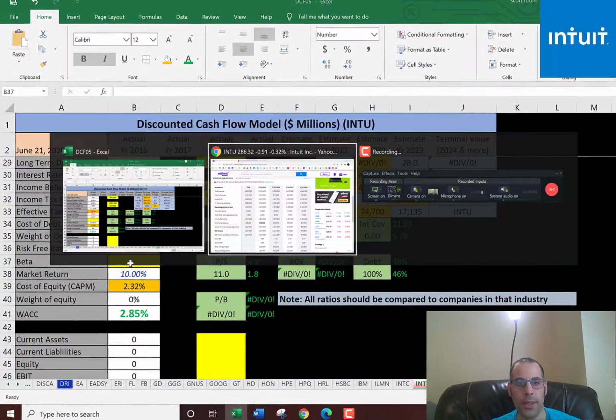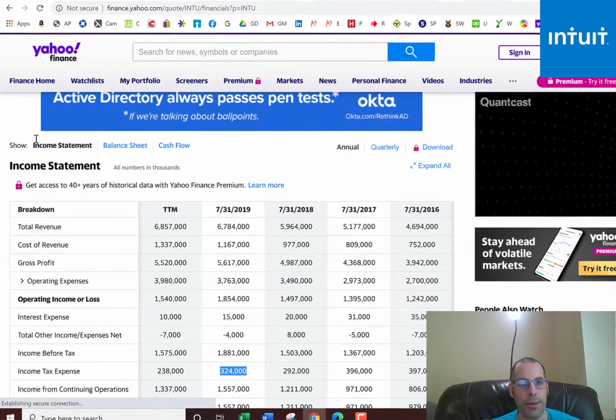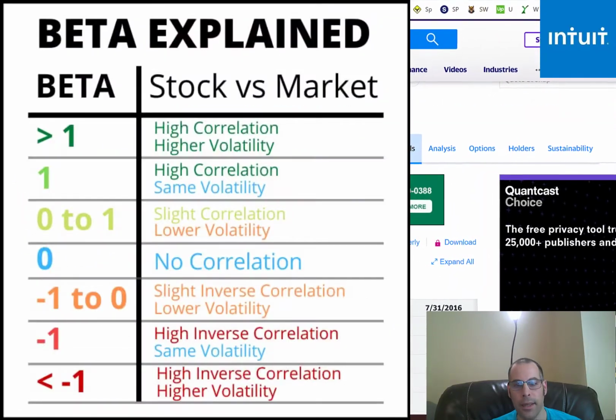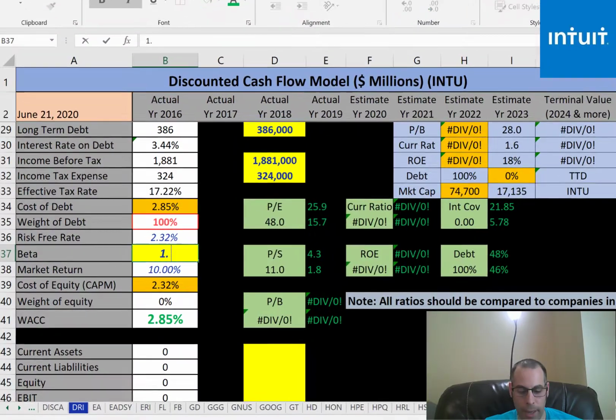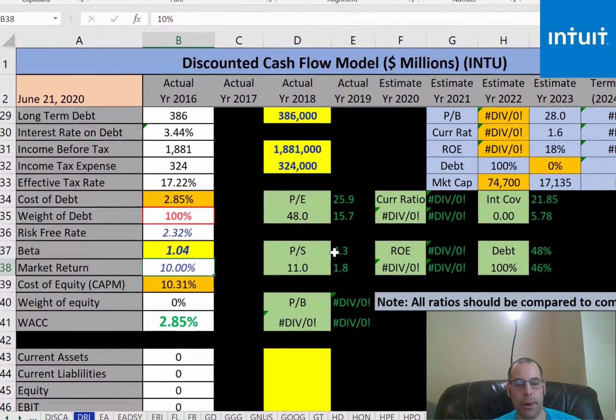Now we need to figure out the cost of equity. So let's get the beta for that. That's the volatility of the stock. The lower the beta, the less volatile the stock is. 1.04. That's a pretty good beta. That means the stock moves with the market.